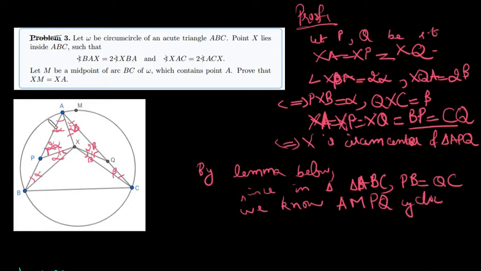So AMPQ is cyclic, and this means that XA is also equal to XM, and we are done. So this was a beautiful and short proof for this question.